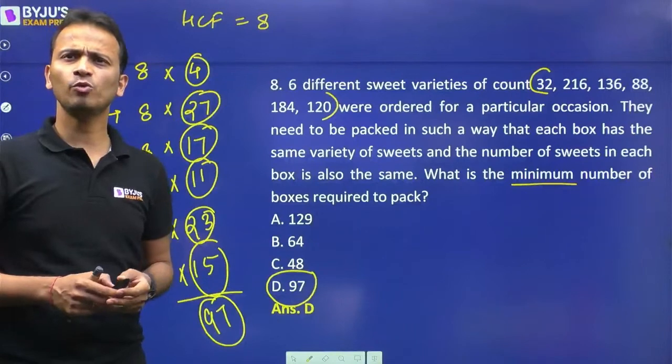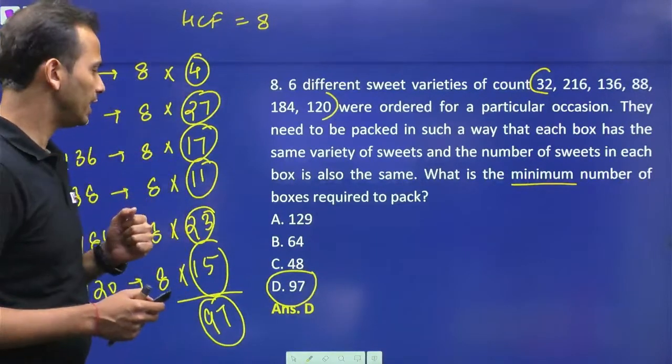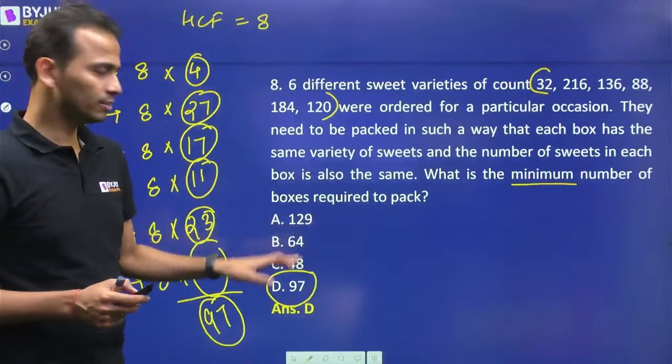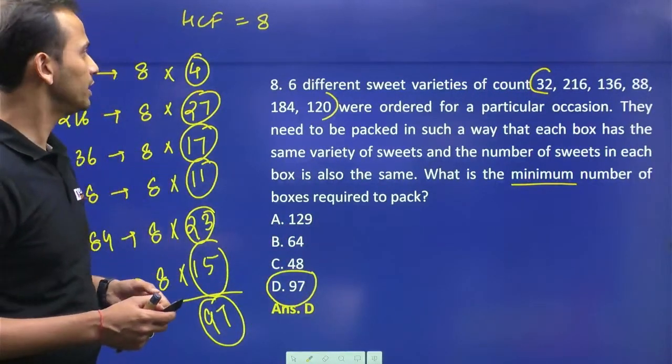Many people gave 129 as the answer. Shraddha, Tuba, both of you have given 129 as the answer. No, it's not the answer. Answer is 97. All right. I hope you have got your mistake.